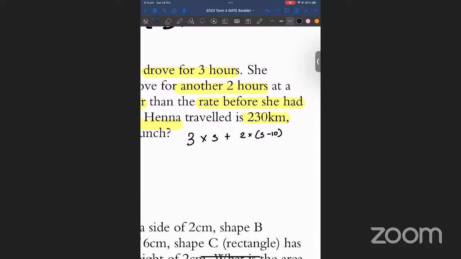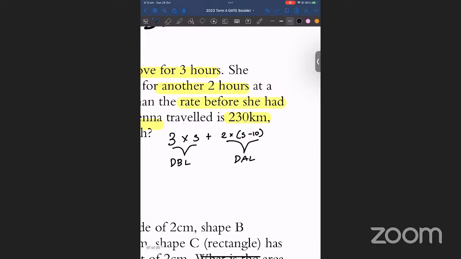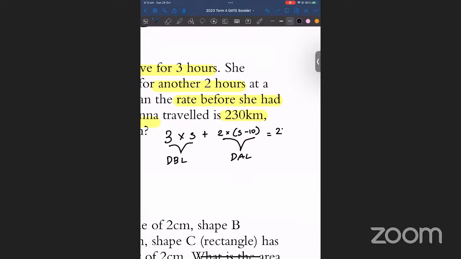Would you guys agree that if you add up the distance before lunch and the distance after lunch, if you add these two distances, you get 230? Would you guys agree to that? Yes. Yeah. All right.